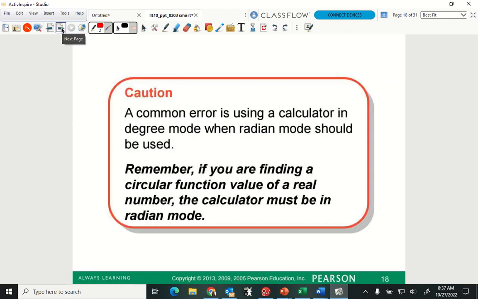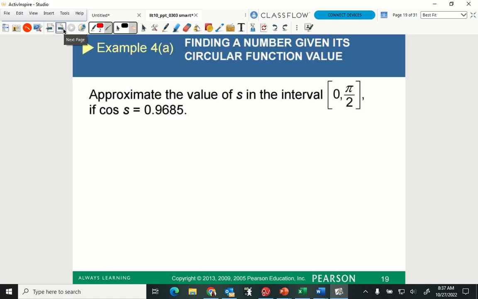Caution, make sure it's in radian. Approximate a value of S in the interval. Now, S is just going to be the variable that we're using. Don't freak out and think it's S like the pizza crust that we had. So it's just the variable of the angle.